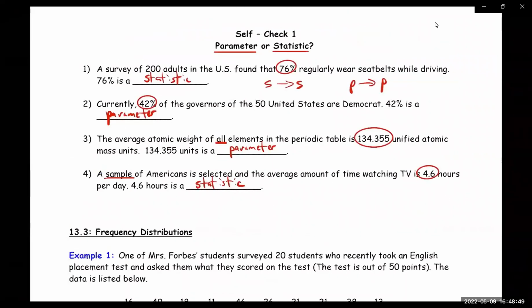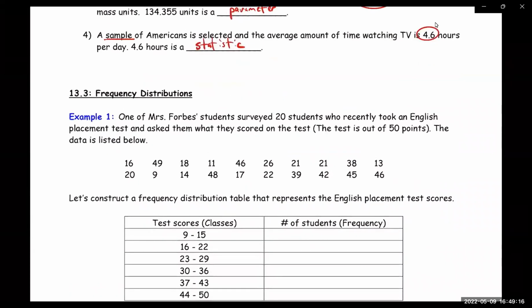All right. So the keyword is whether all or sample. If it's all, it's a parameter. If it's a sample, it's a statistic. Sometimes they won't say either word, so you have to figure out, well, 50 states, that's everything. That's every state, so that's a population. 200 adults, that's a sample. Therefore, statistic. All right.